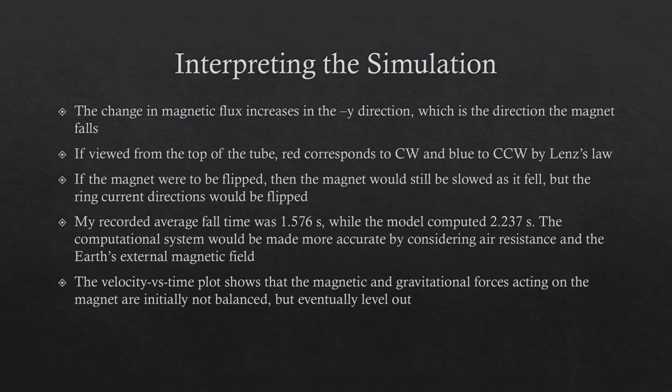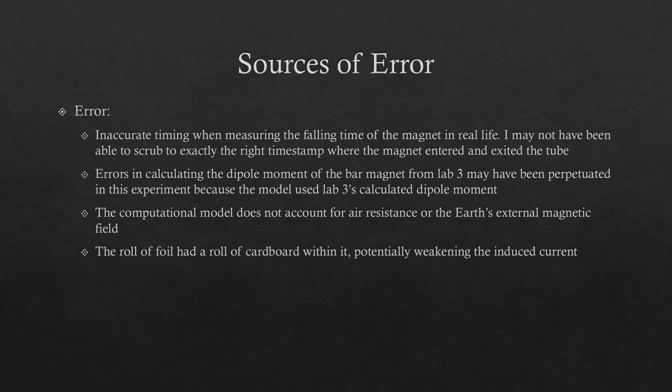My recorded average fall time in real life was 1.576 seconds, while the model computed 2.237 seconds. The computational system would be made more accurate by considering air resistance and the Earth's external magnetic field. The velocity versus time plot shows that the magnetic and gravitational forces acting on the magnet are initially not balanced, but eventually level out. Some sources of error in this experiment include inaccurate timing when measuring the falling time of the magnet in real life.